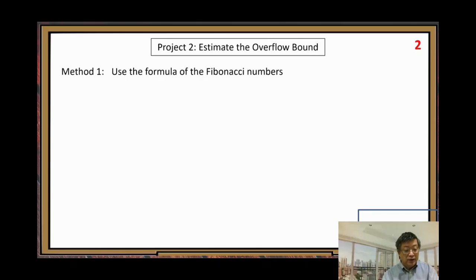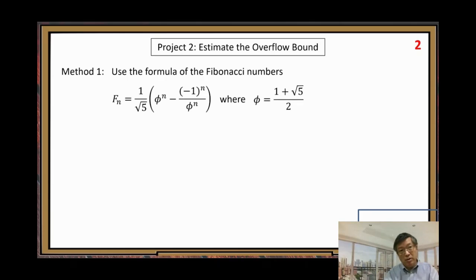Method 1 uses the formula of the Fibonacci numbers. We know we have this formula, with phi the golden ratio. Now, let us do the estimate. First, when you look at the formula, it is still pretty complicated. If you work on that directly, it is too hard to get a relatively simple estimate. So first, we want to simplify the formula.